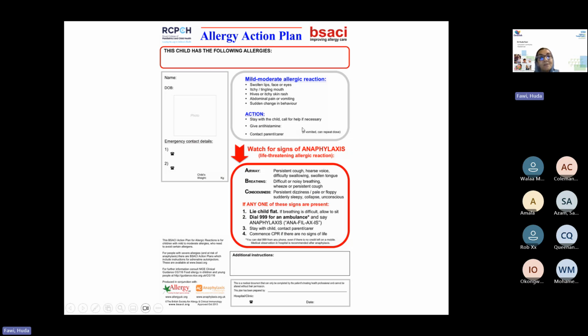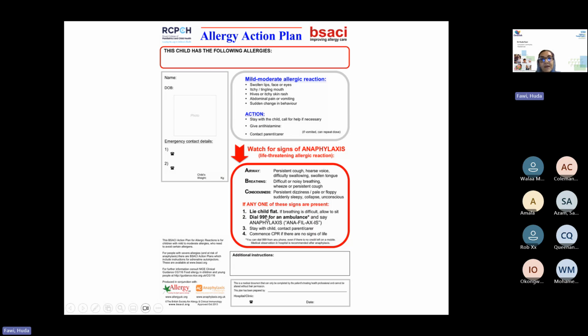So usually we'll do cetirizine, not Piriton, because chlorpheniramine will cause sedation. Then you'll think about this child being dizzy and sleepy and unconscious, and you worry about this. So giving an antihistamine, cetirizine usually works between 20 to 25 minutes, similar to chlorpheniramine. And then watch out for signs of anaphylaxis. So airway: persistent cough, hoarse voice, difficulty swallowing, swollen tongue; breathing difficulty or noisy breathing, wheezing, persistent cough; and consciousness: dizziness, floppy, and so on.